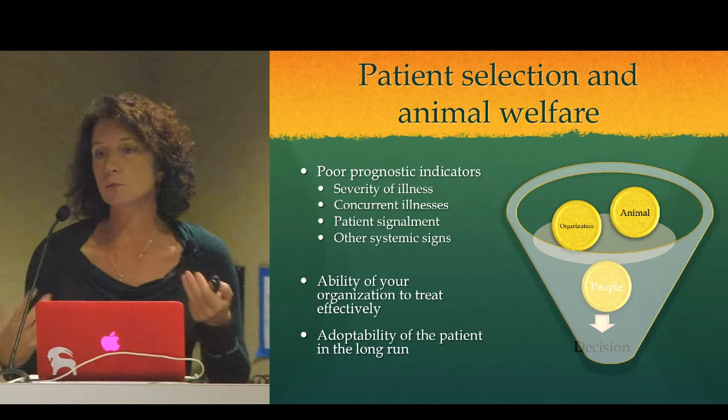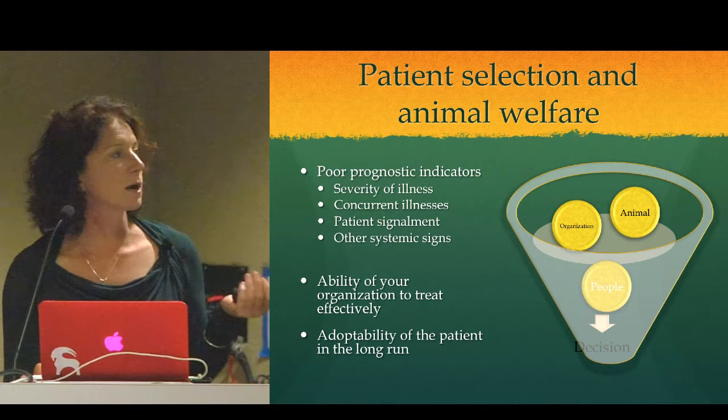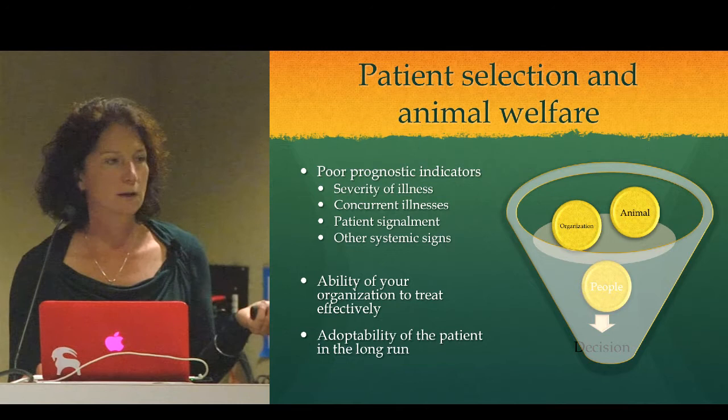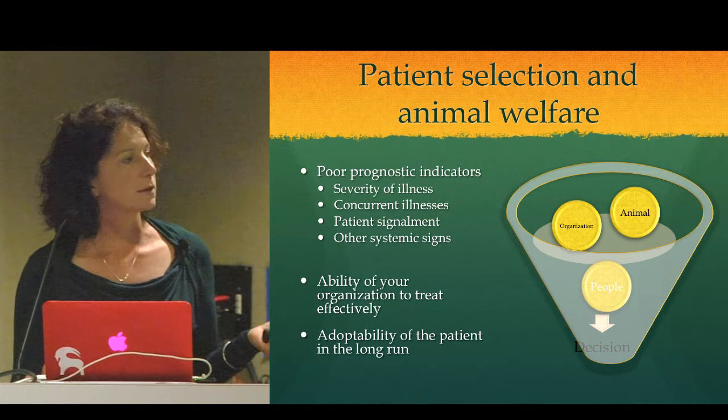But you want to look at the severity of their illness, concurrent illness, their signalment. How old are they? Are they a kitten? Are they compromised in other ways? Do they have retroviruses? Do they have other systemic signs? Do we have an animal that's really already suffering in our care, and where antibiotics may or may not make the difference? And part of that is recognizing the ability of your organization to treat and the adaptability of the patient. So this one's hard to read right there, but that says people.